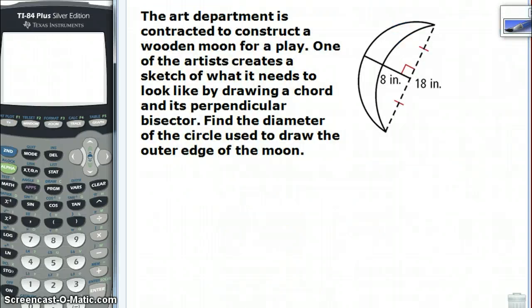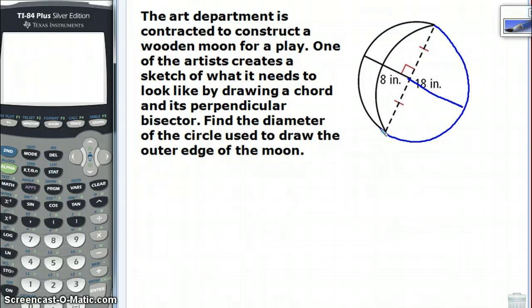All right, the art department is contracted to construct a wooden moon. Here's our wooden moon. One of the artists creates a sketch of what it needs to look like by drawing a chord, and its perpendicular bisector right here. Find the diameter of the circle used to draw it. So this is going to be part of a larger moon. Find the diameter of the circle used to draw the outer edge of the moon. So this is the edge right there.